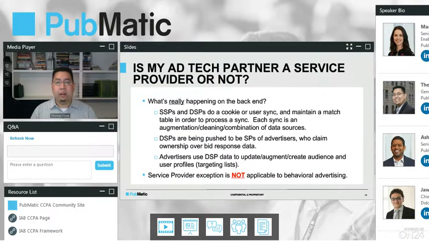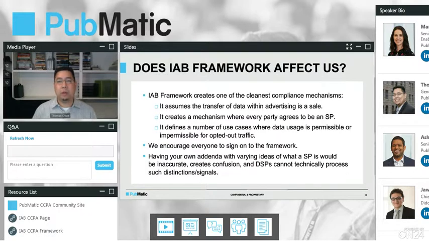Many of you may have already heard about the IAB Limited Service Provider Framework. And while no framework is perfect, such as the fact that there are competing mechanisms from both the IAB and the DAA, I will be upfront and say that I think the IAB framework is the closest to legal reality. And that's why we at PubMatic are signatories. So why do I like it? As I mentioned, it recognizes that targeted advertising is a sale. Publishers and other ad tech providers who worked on the framework, including PubMatic, understood that clearly.